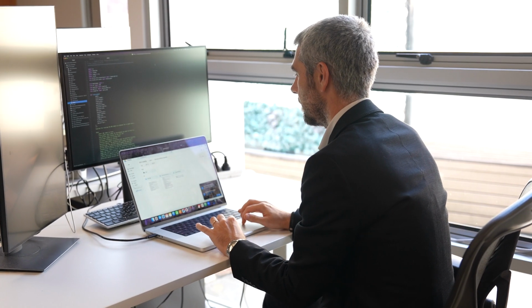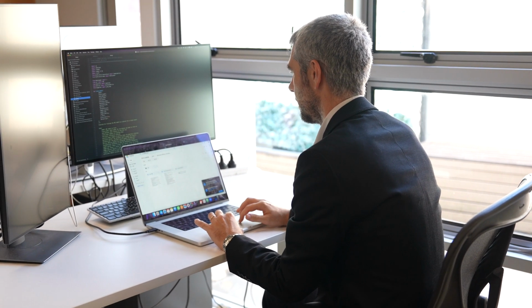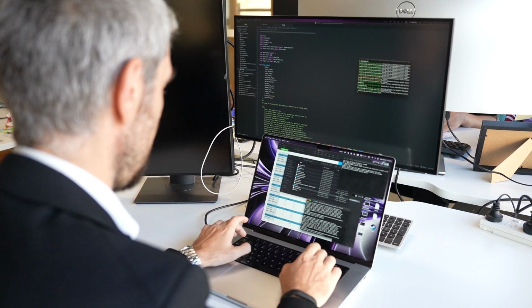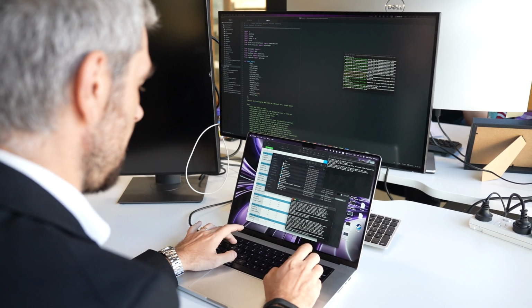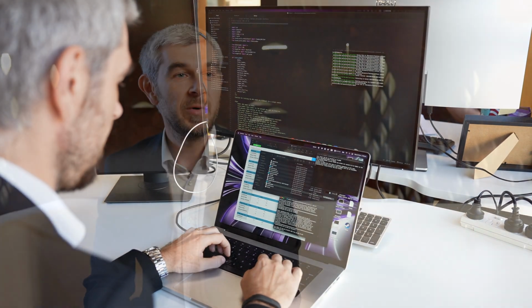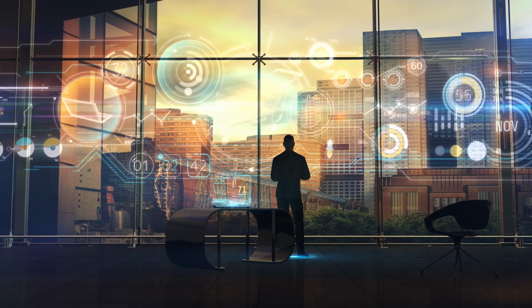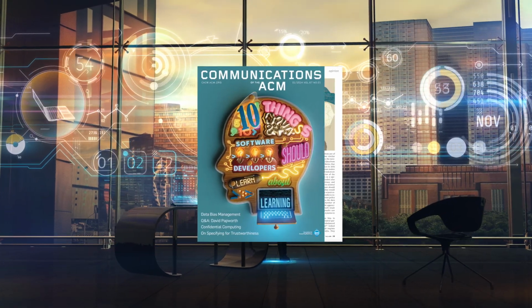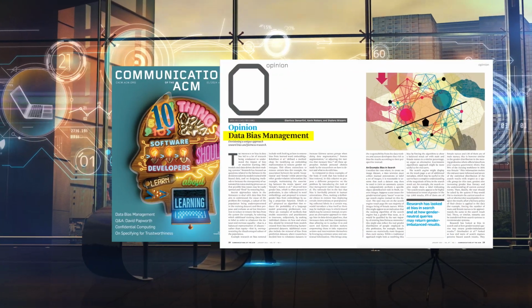So data bias is changing our perspectives, and it's influencing our decisions already through social networks and recommender systems. So why don't we instead increase transparency and empower the end users to manage bias by themselves and make better informed decisions? Learn more in the January 2024 Communications of the ACM in the opinion article, Data Bias Management.